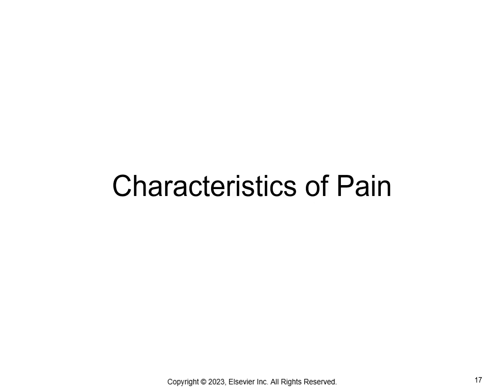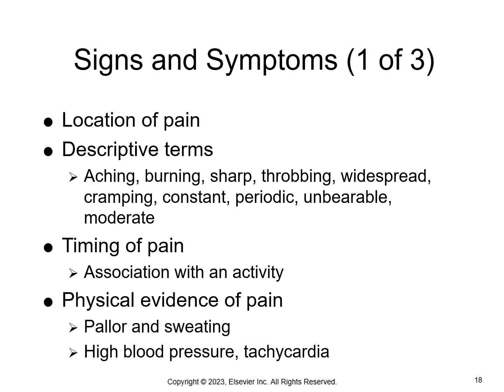All right, next we're going to look at some characteristics of pain. Pain is a real sensation, but it can also be a subjective symptom perceived by each client. Details that can be helpful in diagnosing the severity and the cause of the pain include the following: the location of the pain, descriptions of the pain, and let the patient describe this in their own words. But we're looking for things such as aching, burning, sharp, throbbing, widespread, cramping, and so on and so forth. The timing of the pain or its association with an activity.